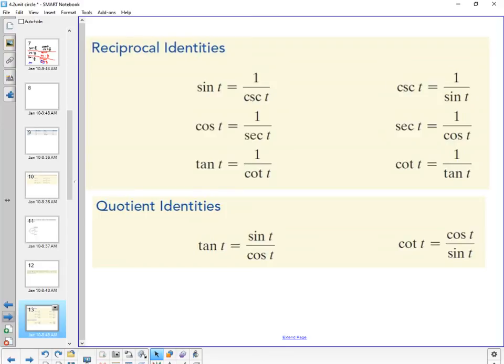Here's another way of looking at them, guys. Please write these down. Sine could be written as 1 over cosecant. Cosine could be written as 1 over secant. You can see them, I'll read to you. But tangent, you want to learn that. Tangent is sine over cosine, right? Y over x.